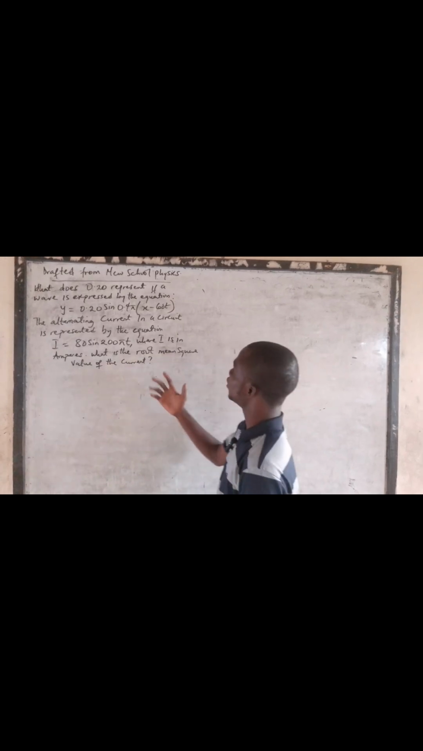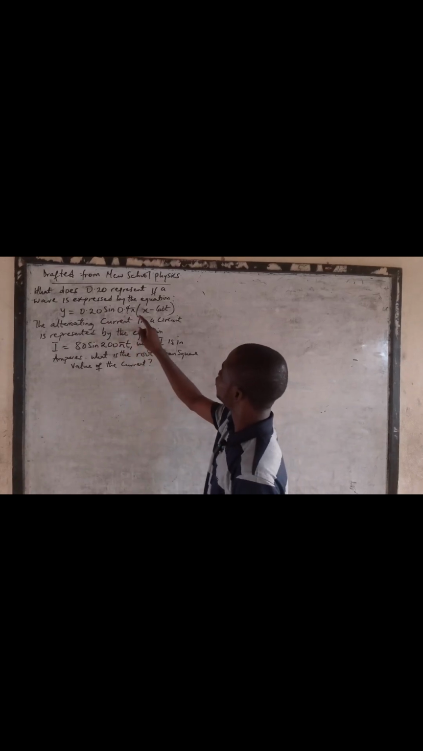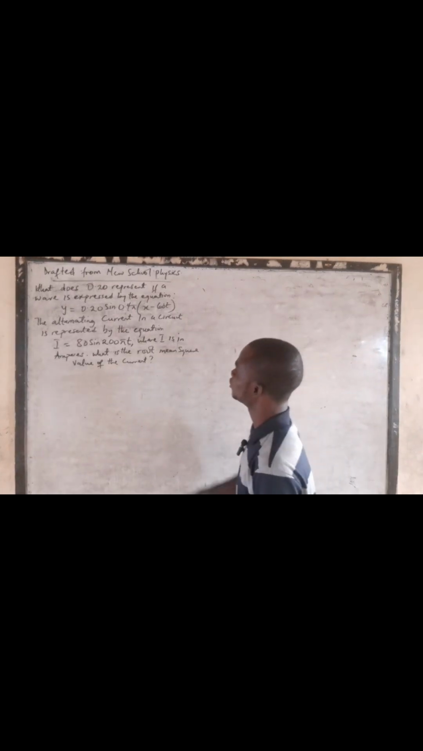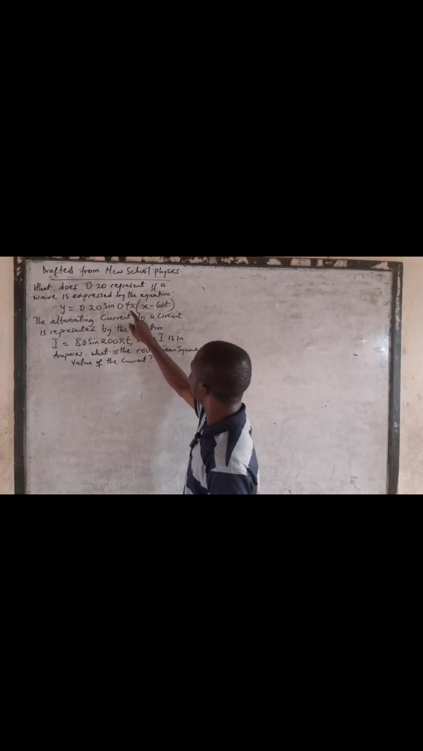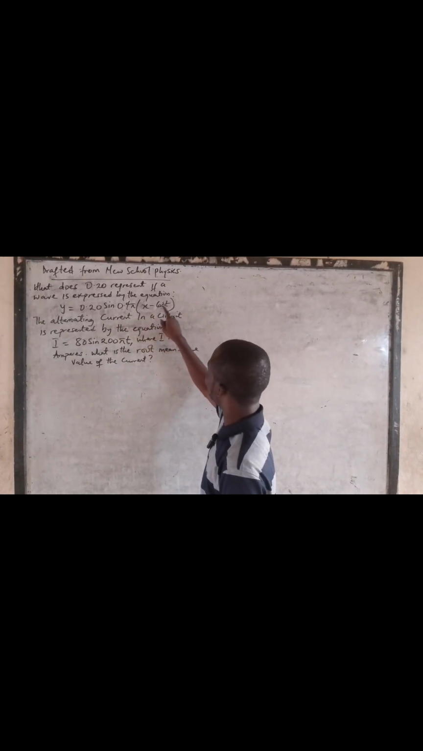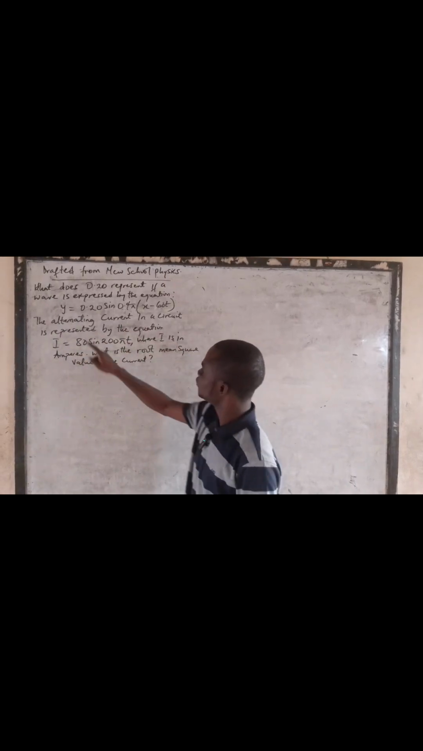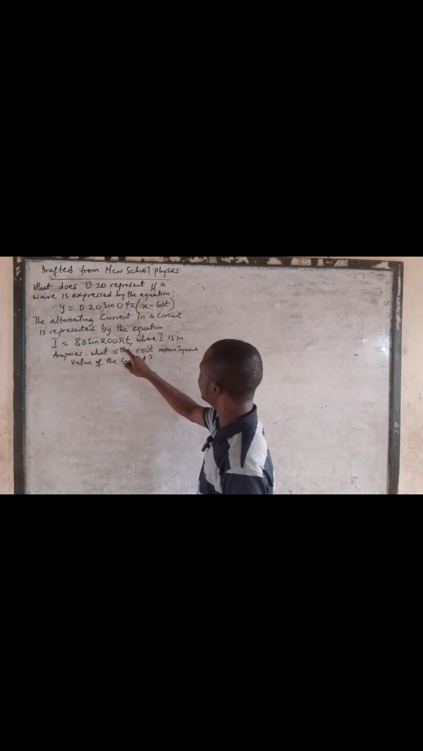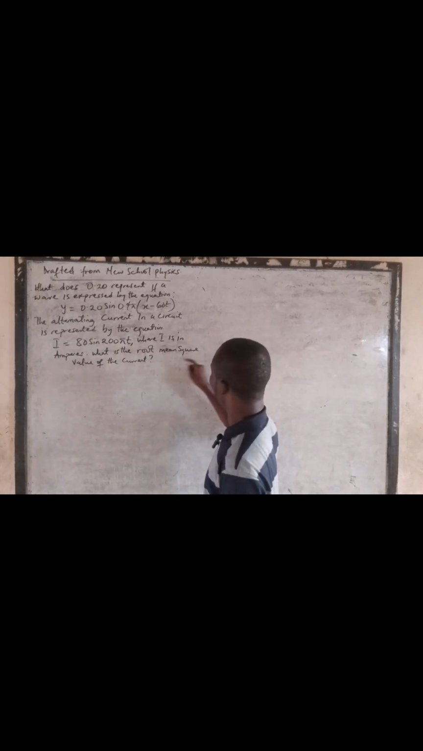Today we are looking at a question drafted from New School Physics. What does 0.20 represent if a wave is expressed by the equation y equals 0.20 sine 0.4 pi open bracket x minus 60t? Now, the alternating current in a circuit is represented by the equation I equals 80 sine 200 pi t, where I is in amperes. What is the root mean square?